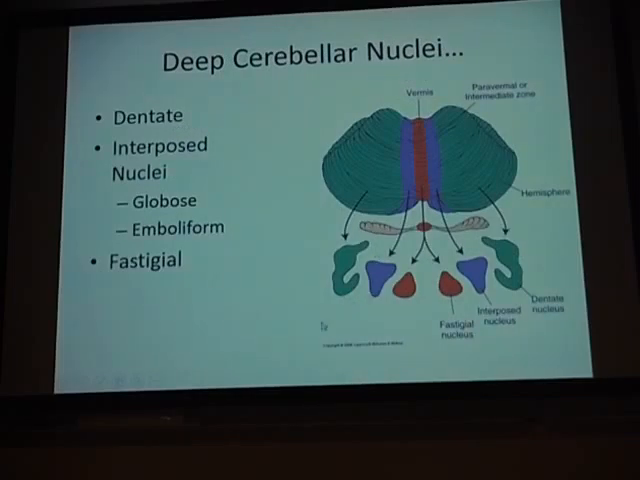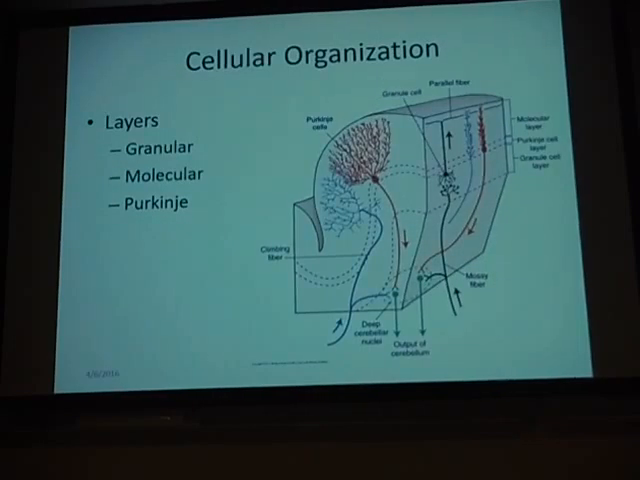So again, this cartoon out of your book shows you where they're located. The dentate is the most lateral, deep to the lateral hemispheres. The interposed nuclei, which are the globose and the emboliform, are deep primarily to the intermediate layer, the paravermal region, and the fastigial nucleus is right in the center, deep to the vermis. And you'll see that each of these have separate functions, that their output is going to be to different regions of the brain. So they will be important when we do circuitry.